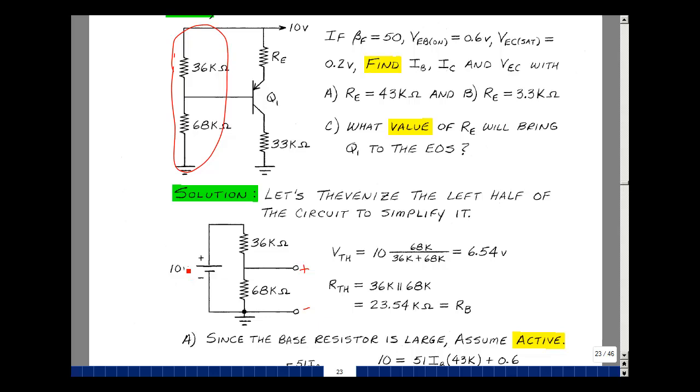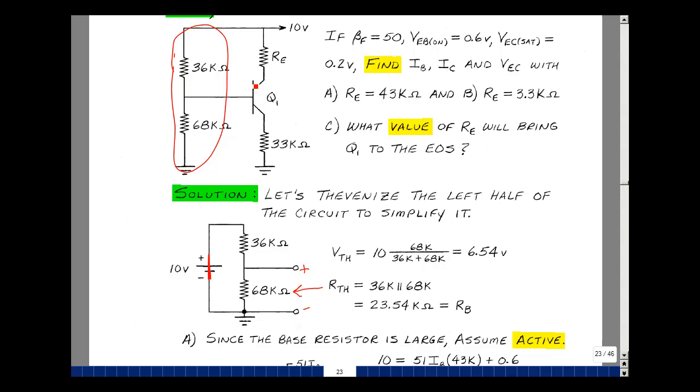So that's going to be a voltage divider of 10 volts times 68K over 68K plus 36K, and that's 6.54 volts. If I set all the independent sources equal to 0 and then look back into this circuit, I'll find the Thevenin resistance. That's going to be 36K in parallel with 68K.